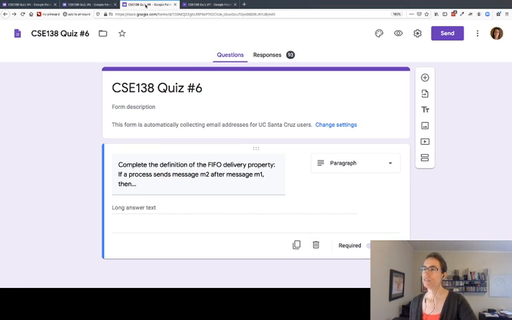And then Friday, we said, complete the definition of the FIFO delivery process. We said if a process sends message M2 after message M1, then any process that's delivering both of those messages, and we're talking about the same receiving process, has to deliver M1 first. That's FIFO delivery. So those were our quiz questions from last time. And now let's do today's quiz question.